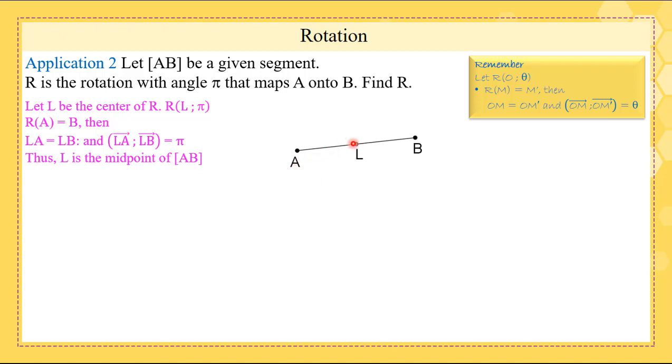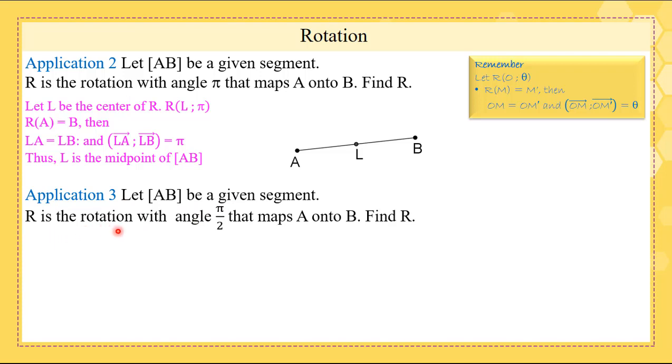That's why here, since LA is equal to LB and the angle between LA vector and LB vector is equal to pi, L must be the midpoint of the segment AB. Now application 3. Let AB be a given segment. R is the rotation with angle pi over 2 that maps A onto B. Find the rotation R. Try to do it alone.